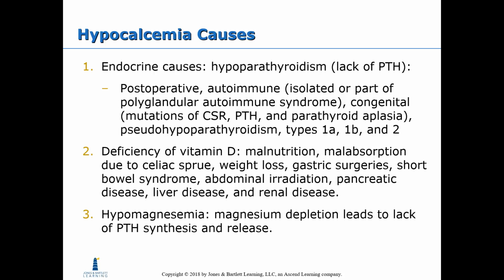Endocrine causes: hypoparathyroidism or lack of PTH, postoperative, autoimmune, congenital, and pseudohypoparathyroidism types 1A, 1B, and 2. A deficiency of vitamin D due to malnutrition, malabsorption, weight loss, gastric surgery, short bowel syndrome, abdominal irradiation, pancreatic disease, liver disease, and renal disease. Hypomagnesemia: magnesium depletion leads to a lack of PTH synthesis and release.